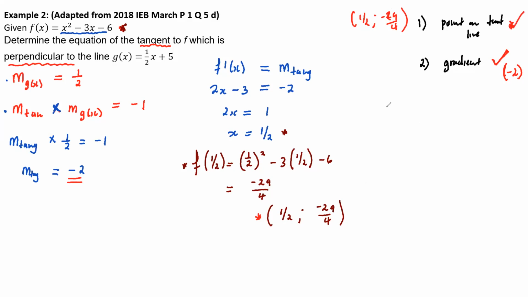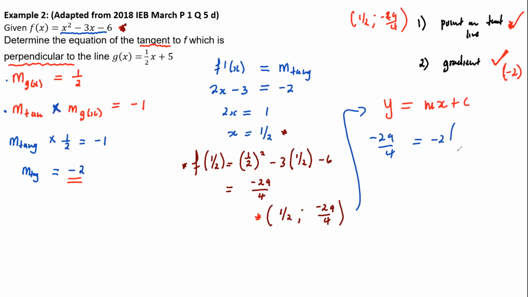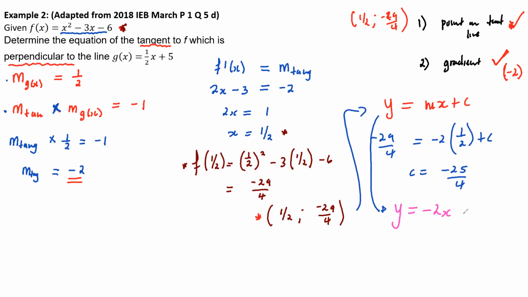Now I can get the equation. Because the straight line is y equals mx plus c. So who is y? It is the y coordinate of the point of contact, minus 29 over 4. So now I'm here. It is equal to m. Do I know m? Yes, minus 2. Do I know x? Yes, I know the x coordinate, plus c. Do your maths properly: c is negative 25 over 4. Finally, your equation becomes y equals minus 2x minus 25 over 4. That becomes the equation of the tangent.